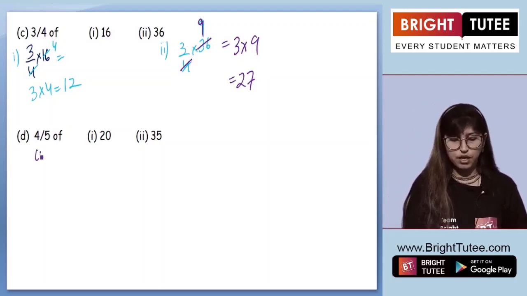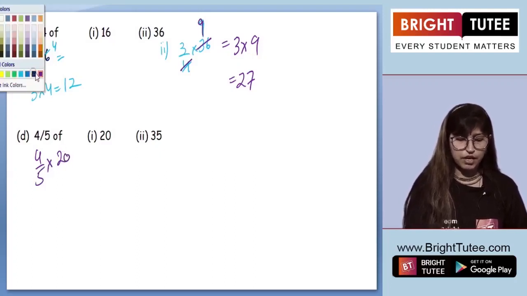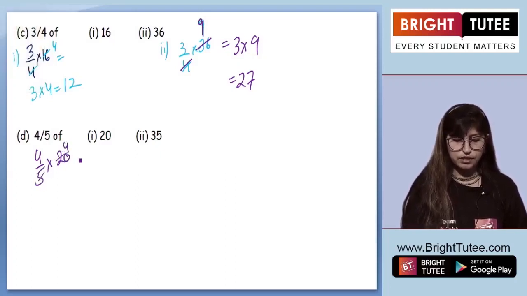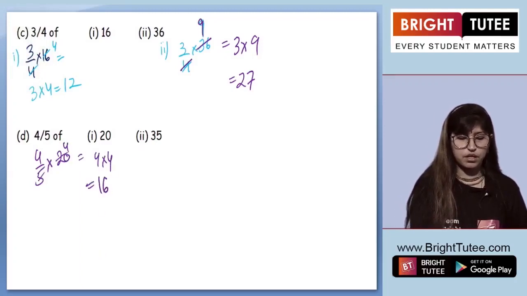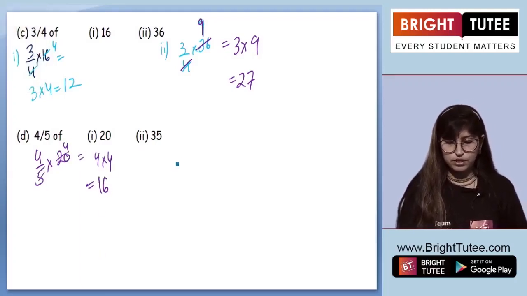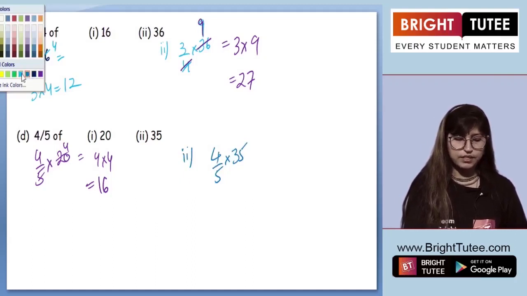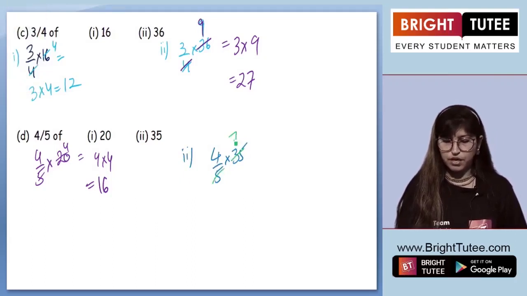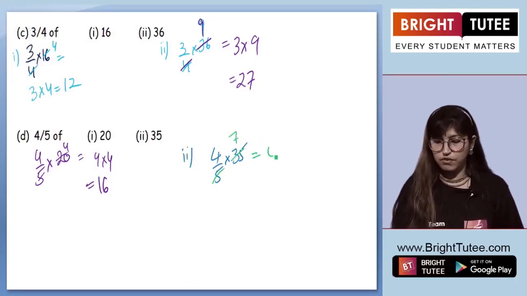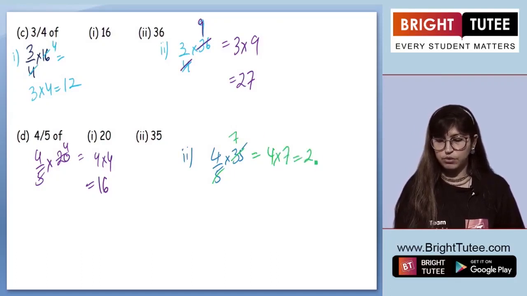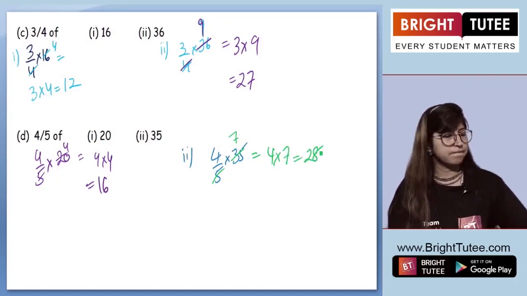Let's move on to D part. Now 4/5 of 20. We can cancel 5 and 20 out. So we'll be getting 4 times 4 which is 16. Now let's move on to the second part. It says 4/5 of 35. Now we can cancel 5 and 35, 5 times 7 is 35. So we'll be getting 4 times 7 which will be 28.